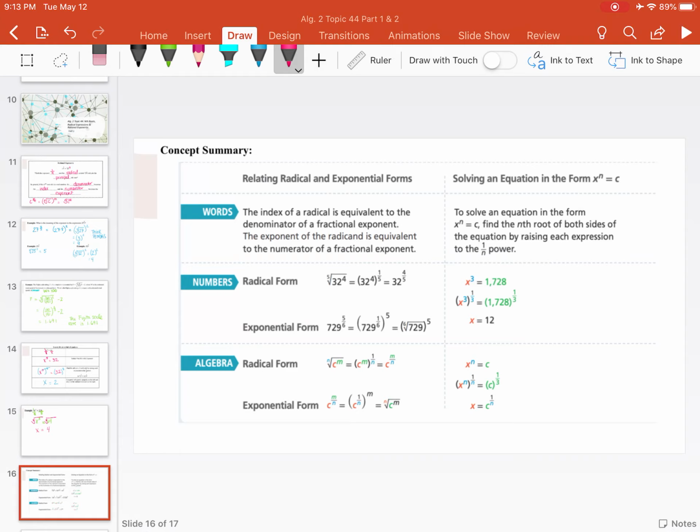Now lastly, here's a concept summary. It deals with both radical form, exponential form, and also solving an equation in the form of x to the n equals c, which we all just did.